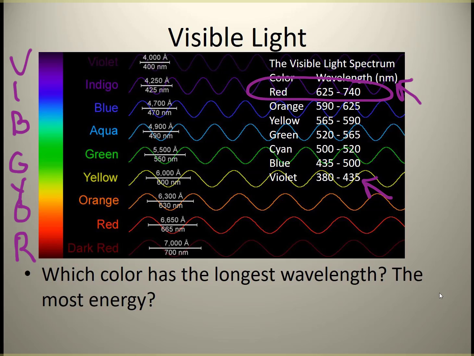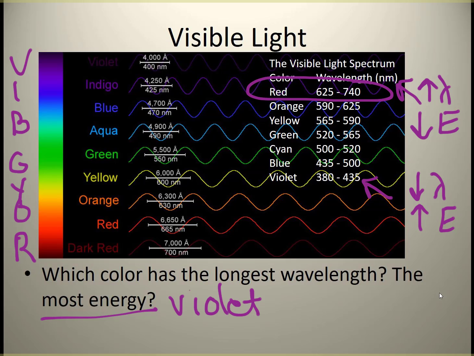And so we know that if we have a larger wavelength, we will have a lower energy, and a shorter wavelength, we'll have a higher energy. So it says what has the most energy, that would be violet. And then the opposite of which would have the least amount of energy, that would be the red.